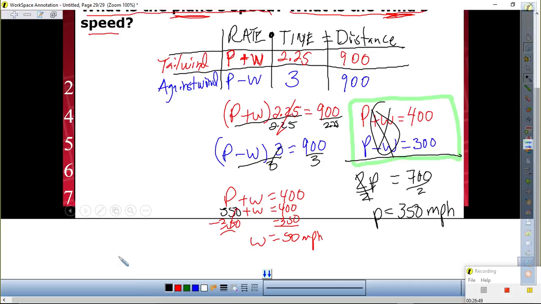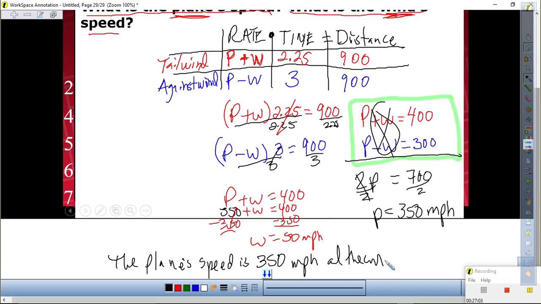So our statement: the plane's speed is 350 miles per hour, and the wind's speed is 50 miles per hour.